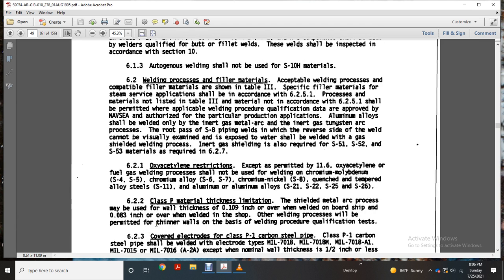Oxyacetylene restrictions. Except as permitted in 11.6, the oxyacetylene fuel gas welding process should not be used with chromium molybdenum, molybdenum 7475, chromium alloys 76 and 77, chromium nickel 7 and 8, quenched and tempered alloy steel 711, and aluminum alloys S21, 22, S25, and 26.